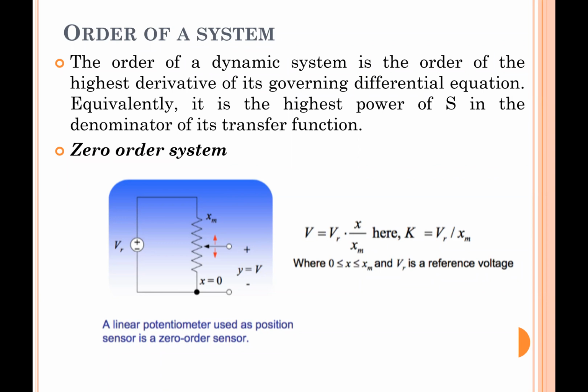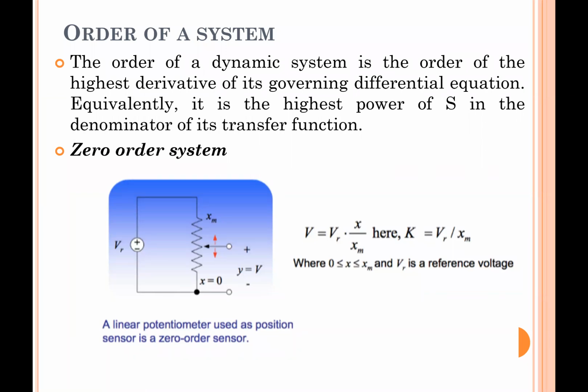For example, on your screen you can see there is a simple potentiometer that I have, by which the voltage is divided. At the input we applied voltage VR. If I have to write the expression for the output voltage, it is simply VR multiplied by x divided by xm. xm is the length of the whole potentiometer and x is the length up to where we have kept its movable tap. So if you look at this expression, no differential equation is formed. There is no derivative involved in this expression. So this is a zero order system. That means there is no derivative involved in this expression.